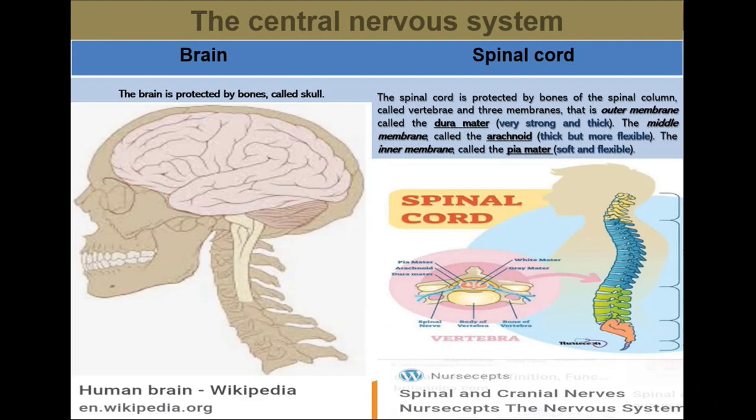Once the neuron is damaged, your spinal cord may be damaged. By then what you need is surgery to repair certain structures in the spinal cord. So the spinal cord is the most sensitive part of the brain.